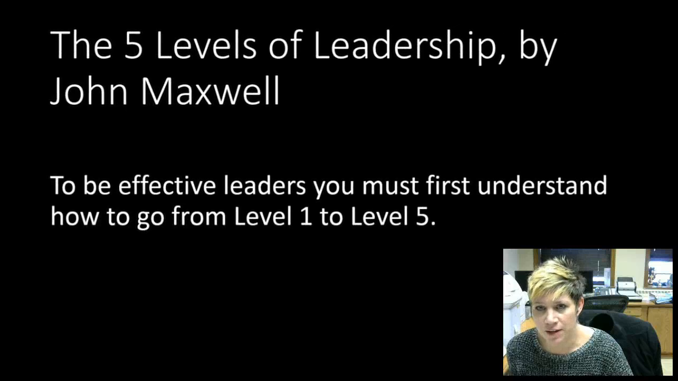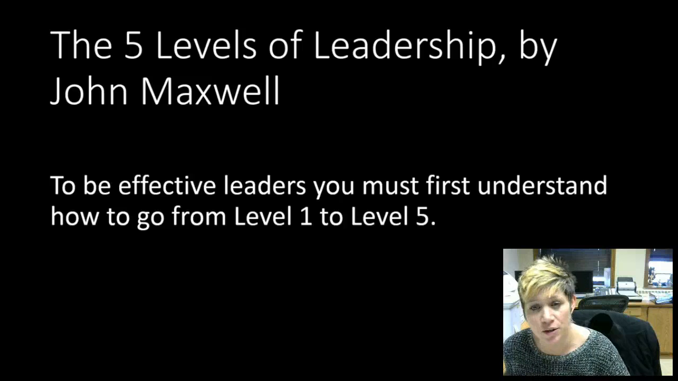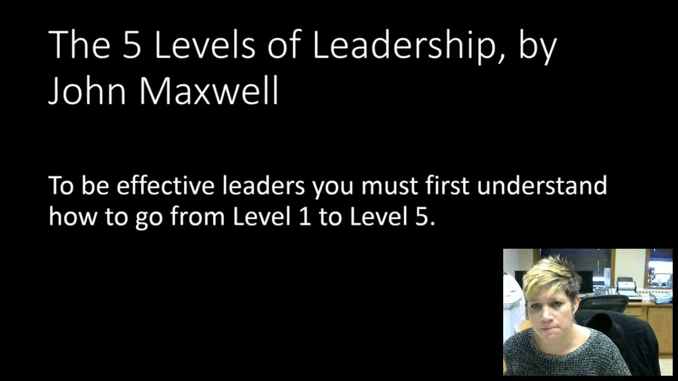The 5 Levels of Leadership by John Maxwell. To be effective leaders, you must first understand how to go from level 1 to level 5, meaning that to get to level 5, you must first understand how to go from level 1 to level 2 to level 3, level 3 to level 4, and thus level 4 to level 5.